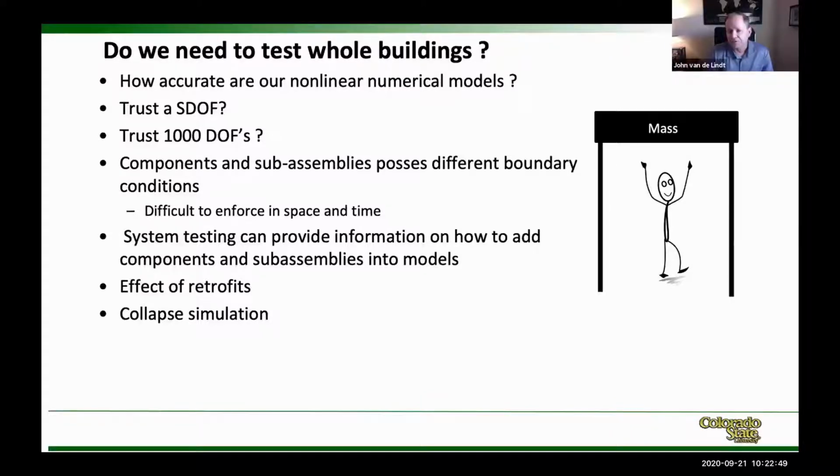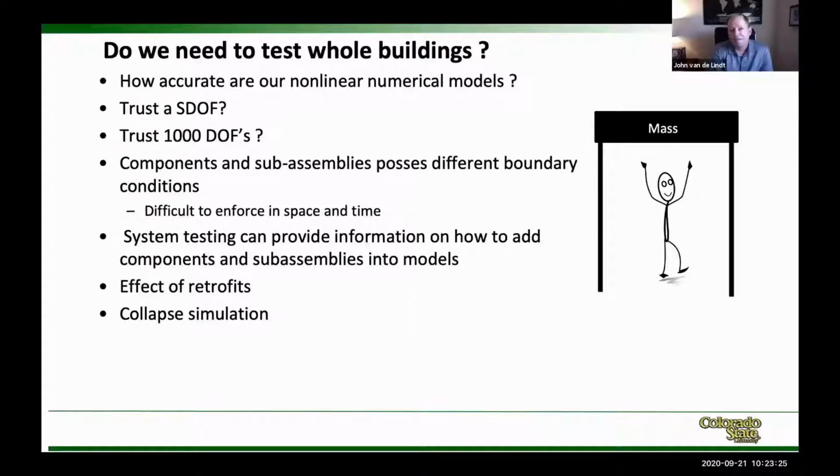If it's 1,000 degrees of freedom or 10,000 degrees of freedom, and they're all interacting and you've tested some components, but not all of them, and you've not tested the system, do you trust it? Are you under the mass? So components and subassemblies also have different boundary conditions, like everyone out in the audience here knows, and they're difficult to enforce in space and time. We just had that great question about the rotational effects on the shake table, and those are things that have to be accounted for.